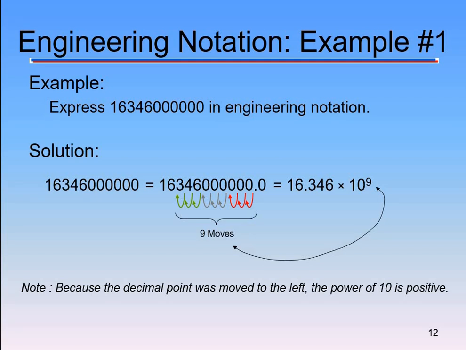Notice we could not do 3 more moves, because we would have what? 0.016. That's not engineering notation, because there has to be a digit starting at 1 in front of the decimal place.